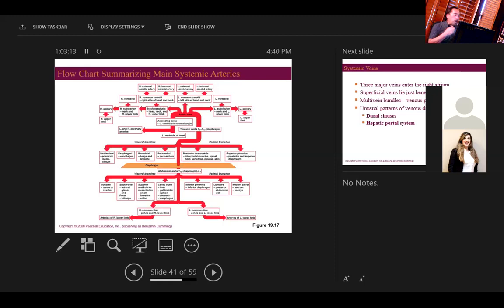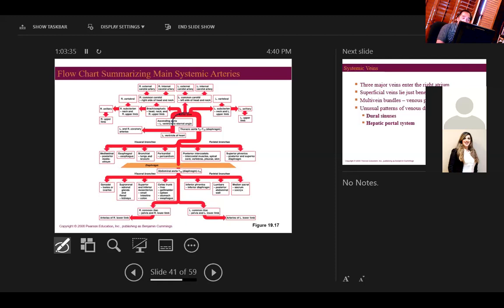Okay, so I want you to actually study the arterial systems the way I told you how to, memorizing the branches and where they come from. Always come from the arch of the aorta, and then trace it down to the brain, to the arm, and to the lower body. And that's how you should actually study the arterial system.